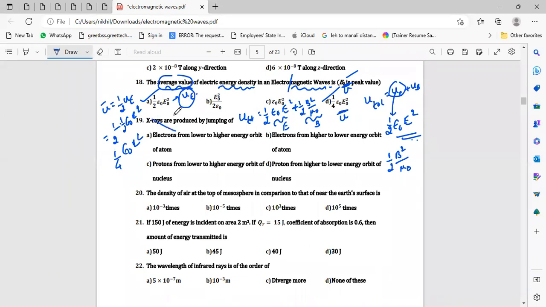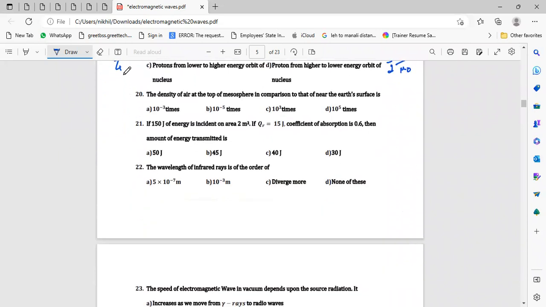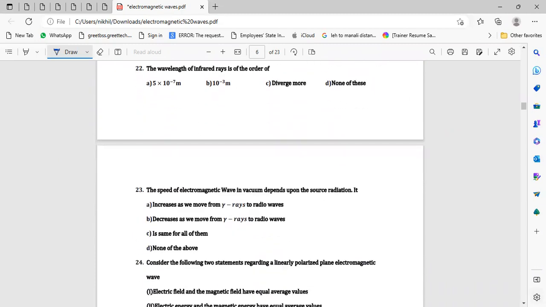So anyway, X-ray is not there. The mesosphere is also not going to be required, and the coefficient of absorption.